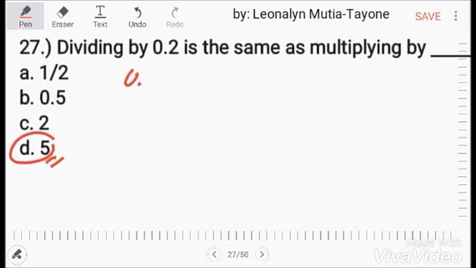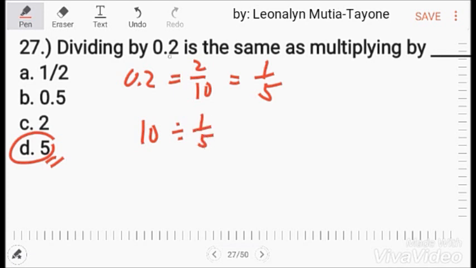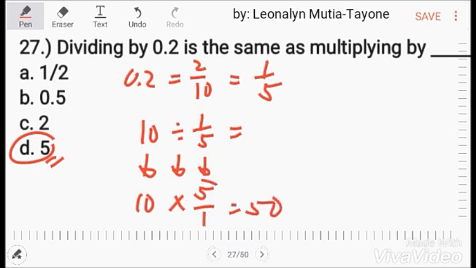27. Dividing by 0.2 is the same as multiplying by 5. Letter D. Kasi itong 0.2 is equivalent to 2 over 10 or 1/5. Bali, kung mag-divide tayo ng 1/5, pareho lang din na mag-multiply tayo ng 5. Kasi kung mag-divide tayo ng 1/5, which is fraction yan, ang itong 1/5 ay 0.2 din yan. Kopyahin muna natin at ang division maging multiplication at si 1/5 ay reciprocal niya, which is 5 over 1 or 5 lang din. So, 10 times 5 equals 50. So, nag-multiply lang din tayo ng 5. So, in other words, ang mag-divide tayo ng 1/5 is the same as multiplying by 5. So, letter D ang sagot.